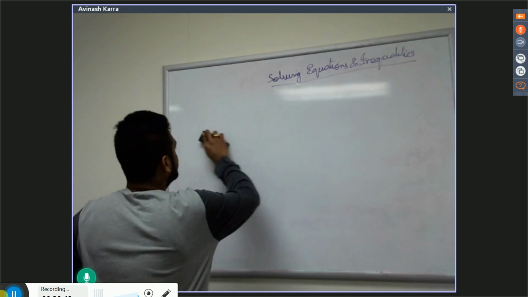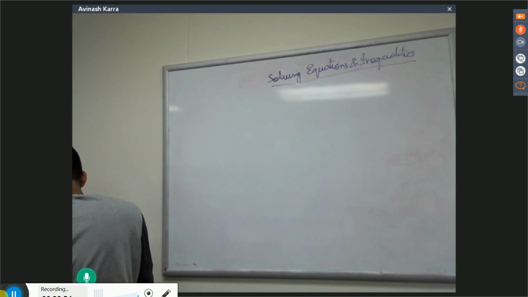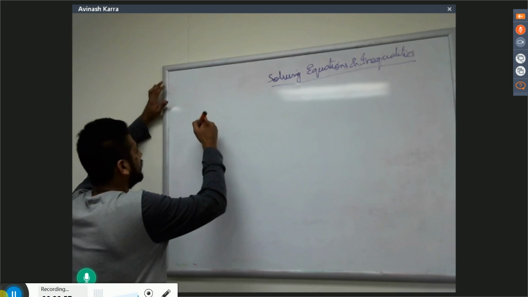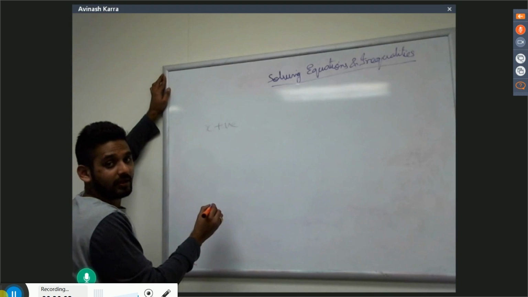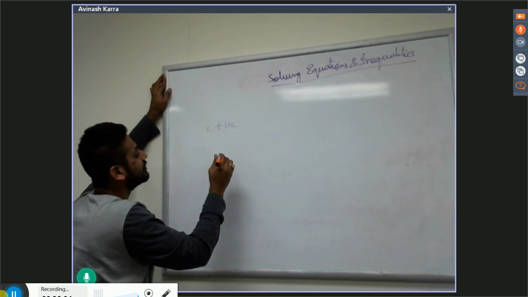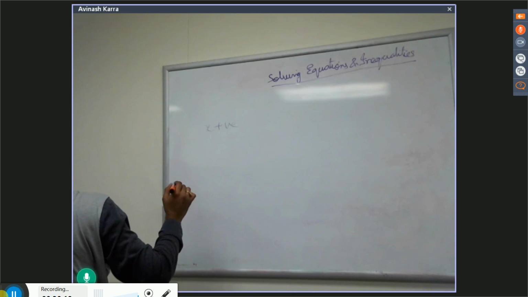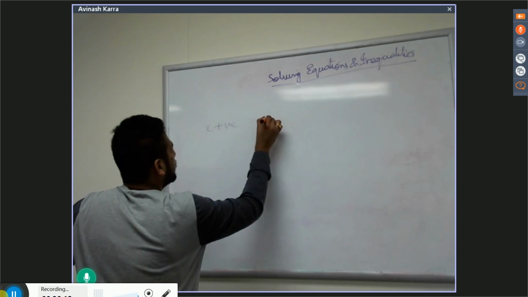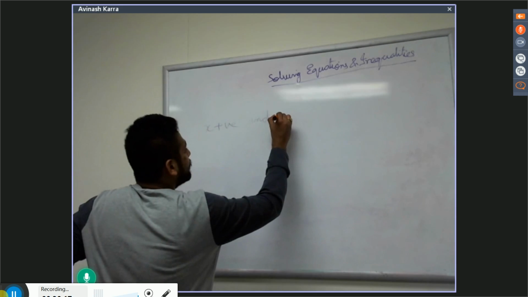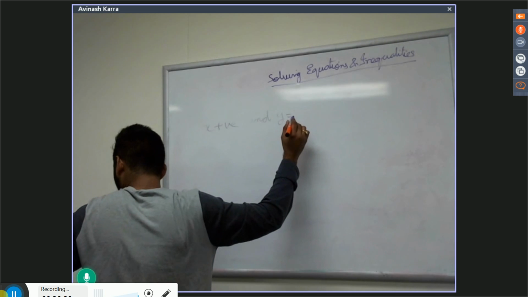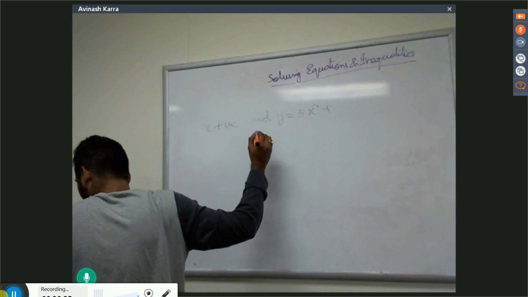I'm sorry, guys, really. Can you see this? Yeah. He's saying that x is positive, and he has also given one equation. The equation is y is equal to 5x square plus 3.